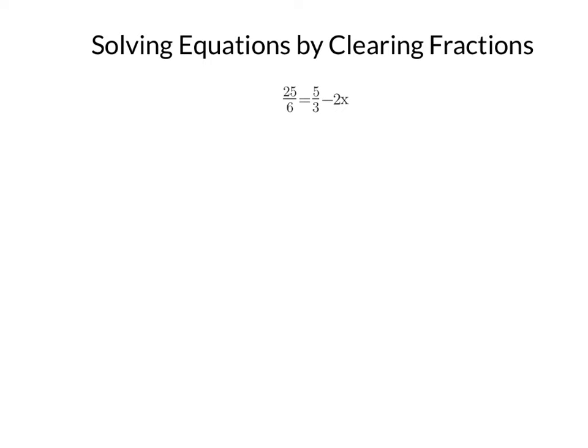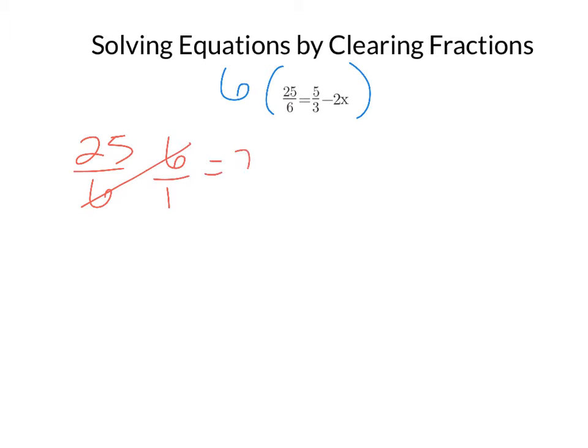first identify my least common denominator. Between my denominators 6 and 3, that would be 6. So I'm going to take my entire equation and multiply by 6. When I multiply 25/6 by 6 over 1, the 6's cross-cancel and I'm left with just 25. When I multiply the 5/3 by 6 over 1, I can cross-reduce, the 3 becomes 1 and the 6 becomes 2, and I'm left with 10. And then when I multiply the 6 by 2x, I'm left with 12x.